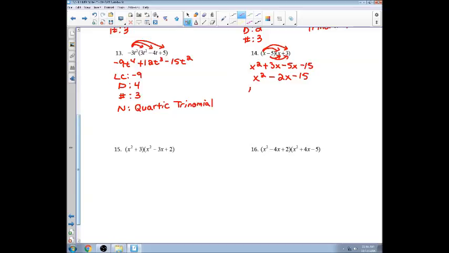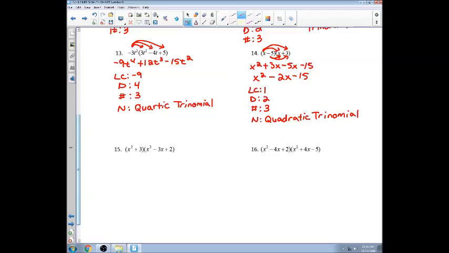So my leading coefficient would be 1. My degree would be 2. The number of terms would be 3. And the name would be a quadratic trinomial.